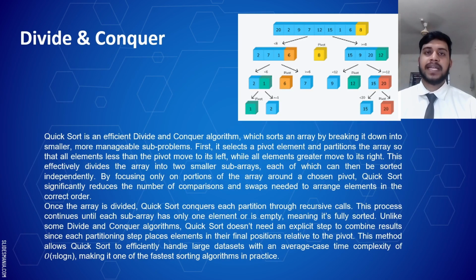Then the left section and the right section are sorted in a similar way. Each time it divides the list and sorts them. For this reason, quicksort is a good example of divide and conquer.